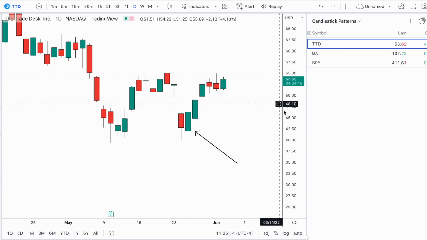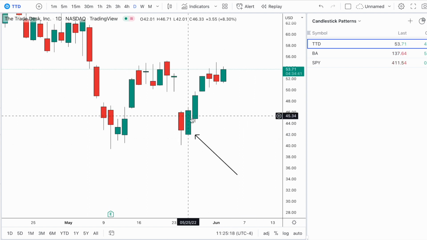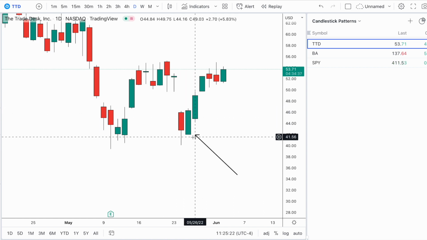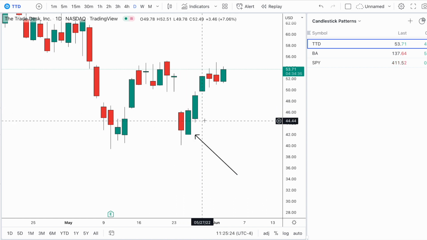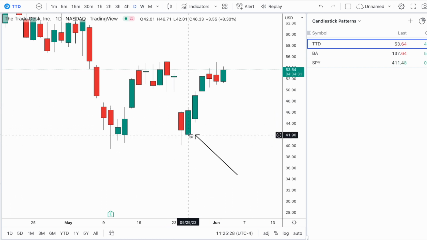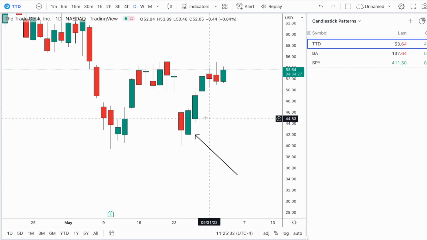There's an example right here, and it essentially just means the entire body of the green candle takes over the entire body of the red candle. You can see the low of this green candle and the high of this green candle is totally engulfing this candle right here. And it works both ways.